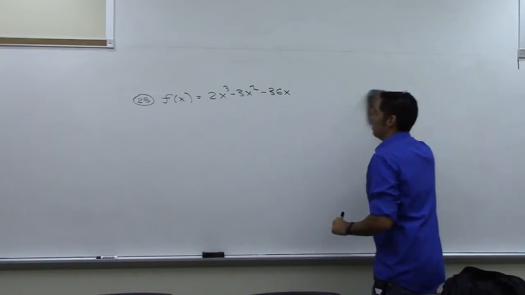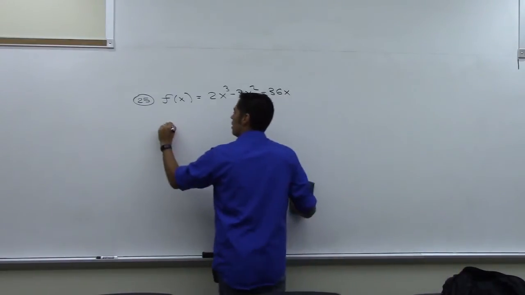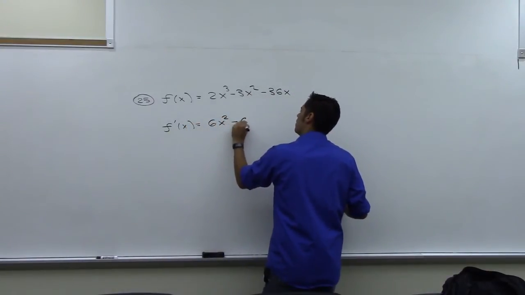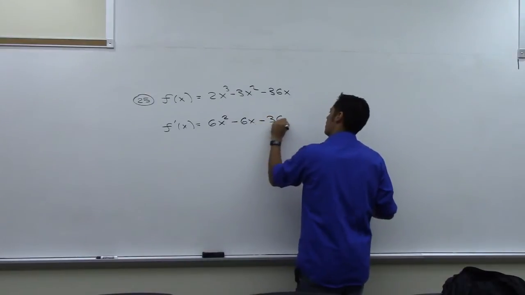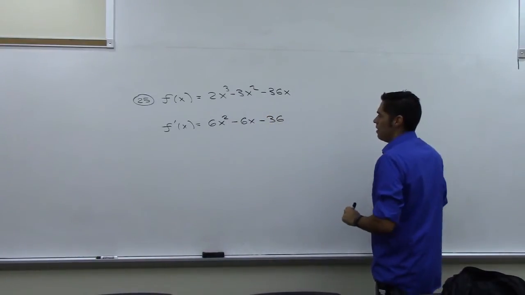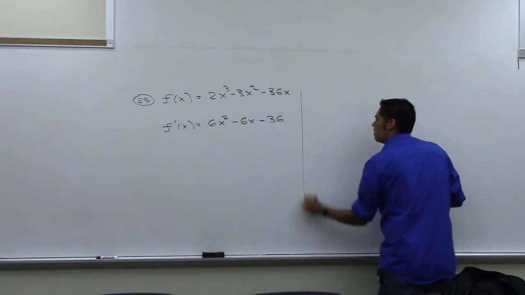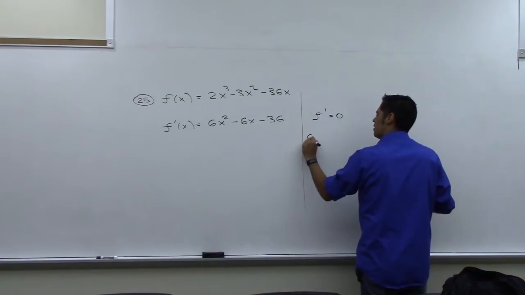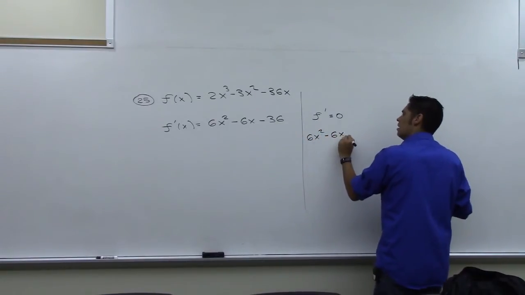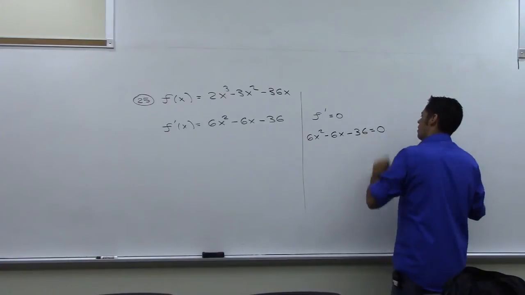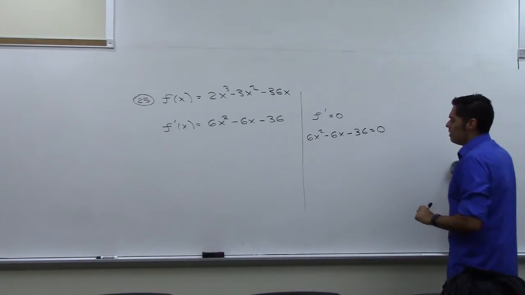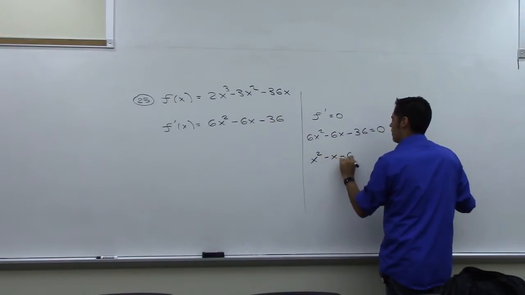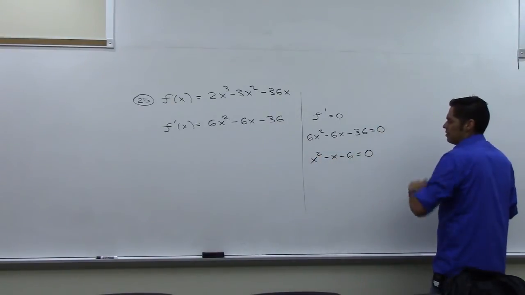So I'm going to first take the first derivative of this. The first derivative is 6x squared minus 6x minus 36. And now I'd like to know where that is equal to 0 and where it's undefined. So f prime equal to 0 means I need to set 6x squared minus 6x minus 36 equal to 0. We have a quadratic equation there. I also notice I can divide everything by 6. That'll make it a little easier for me. So divide everything by 6.